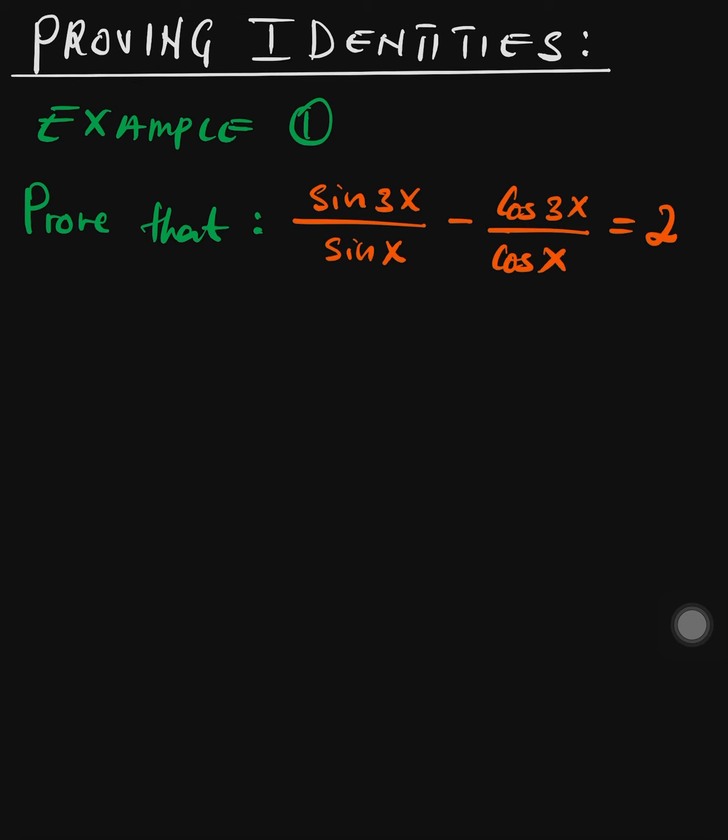Now I want us to read what we have here so that you can prove it. We are saying prove that sine of 3x over sine x minus cos of 3x over cos x is equal to positive 2.